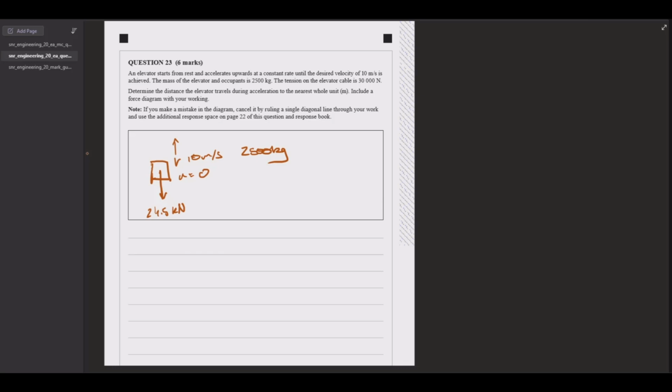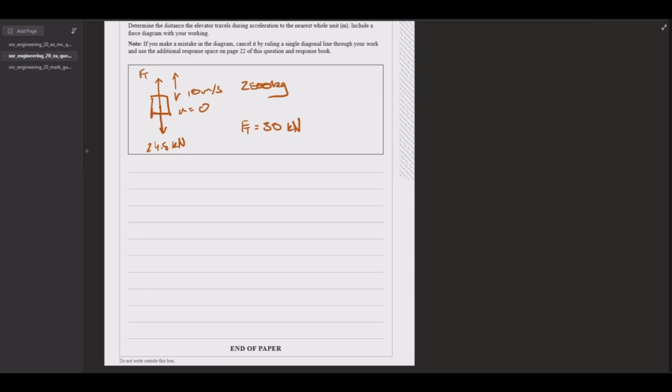And then FT, where FT is going to be 30 kilonewtons. So we can just subtract the difference between these two forces to find a resultant, and if we divide by the mass, we get the acceleration. The difference here is 5.5 kilonewtons. Divide that by the mass of the elevator. It's going to give us an acceleration of 2.2 meters per second squared.